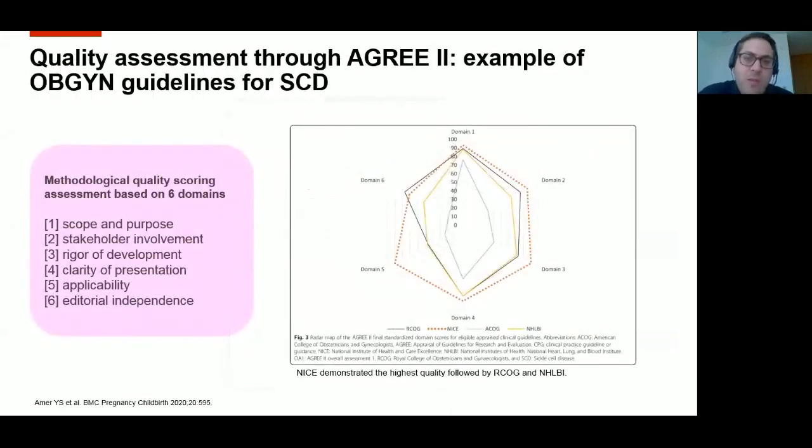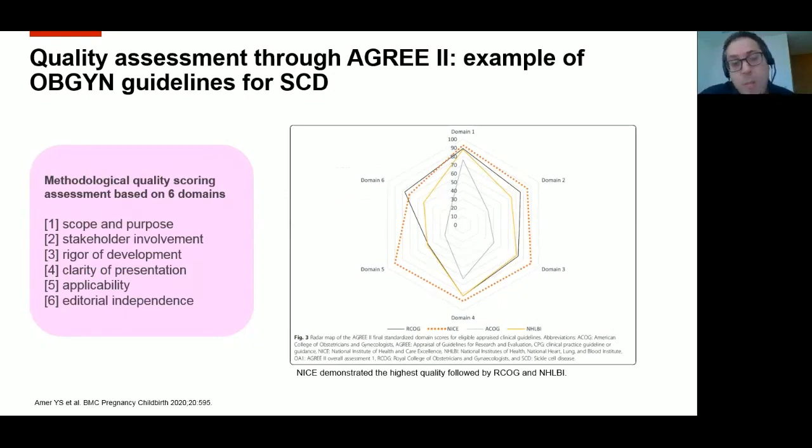But I tried to do that for a few elements of intervention. And I just wanted to feature this, let's say, AGREE methodology that is adopted sometimes to assess the quality of guidelines in terms of scope, stakeholder involvement, rigor of development, clarity, applicability, and independence or conflicts.